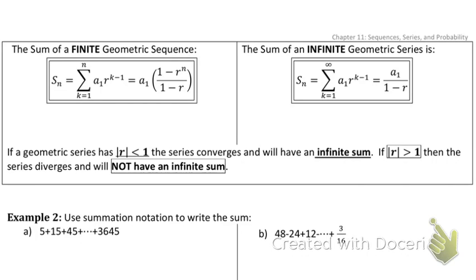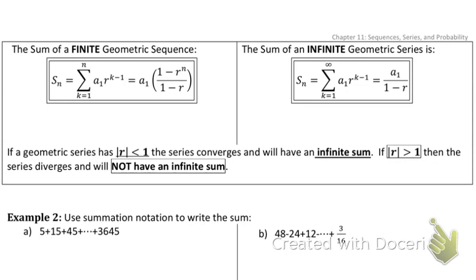And that's what's down here. If R is less than 1, it's an infinite sum, so we can actually calculate it. If your R is greater than 1, then we do not have an infinite sum. So R is less than 1 is what we're looking for to see if we can do an infinite sum or not. All right, so there's your little cheat sheet of basics. Those are our two things.